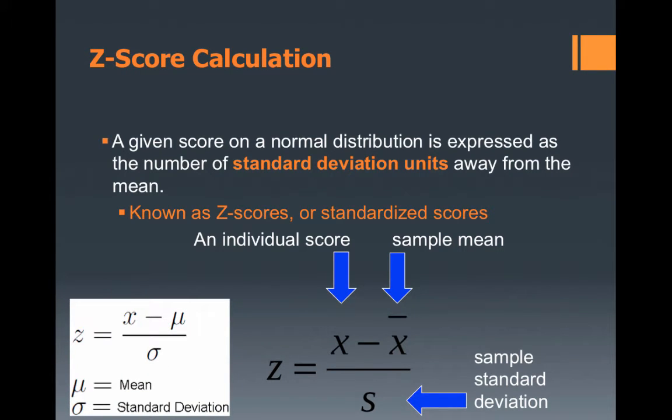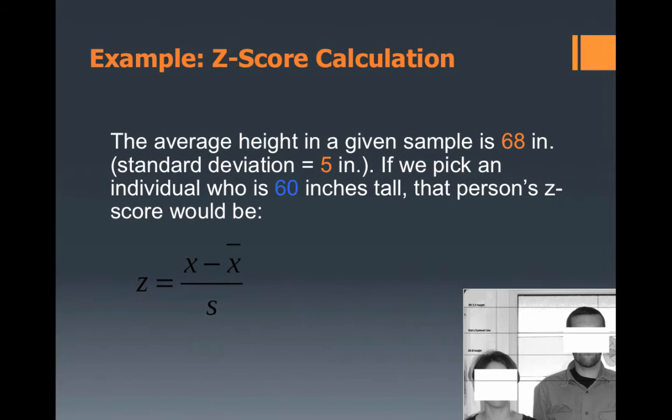So taking a look at this z-score formula, the only difference is that this is related to the population. Again, we're using Greek symbols here: mu for the population mean, and sigma, which is going to be the population standard deviation. So let's take a look at an example. The average height in a given sample is 68 inches, with a standard deviation of 5 inches. If we pick an individual who is 60 inches tall, that person's z-score would be what?